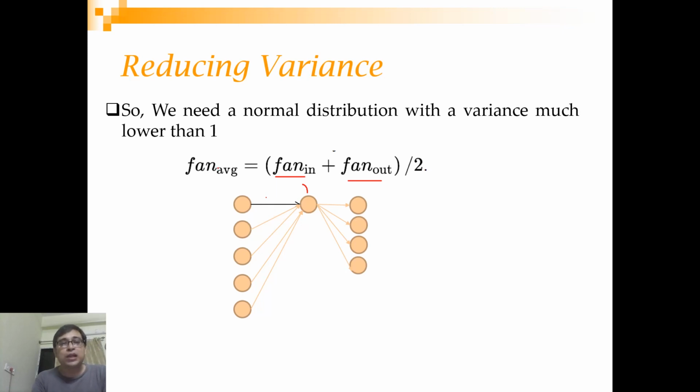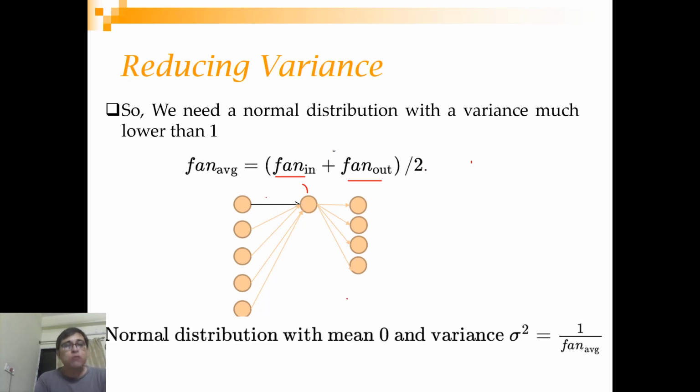You will calculate fan average, which will be (5 plus 4) by 2, so you will get 4.5, and you will use this now to control the standard deviation. So you will use a normal distribution with sigma square equal to 1 by fan average. You can understand that if the variance is around 1 by 4.5 and there are 5 units, then roughly it will come to around 1. So that's the basic idea.